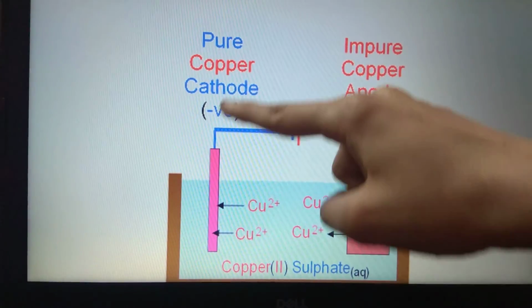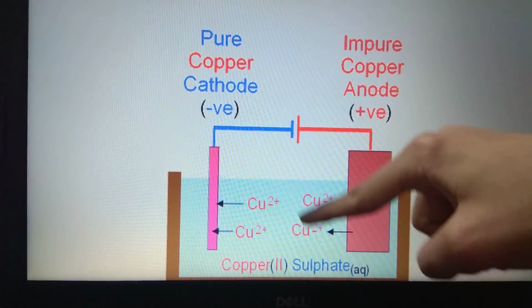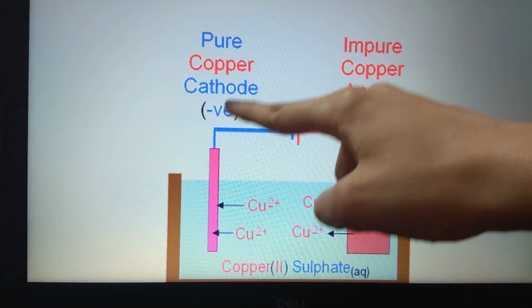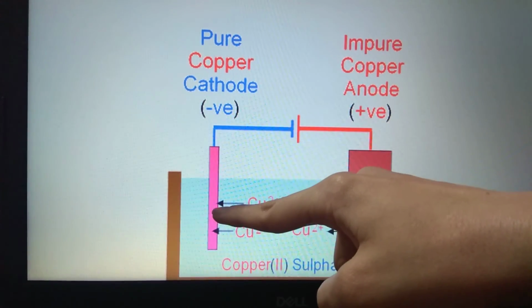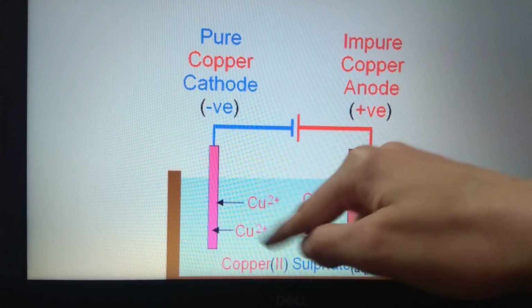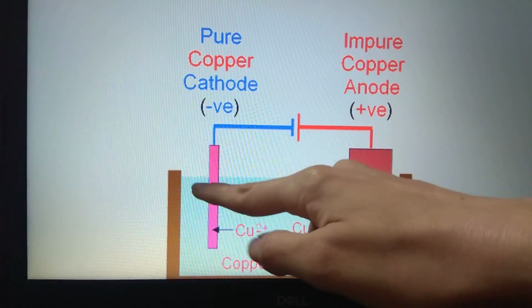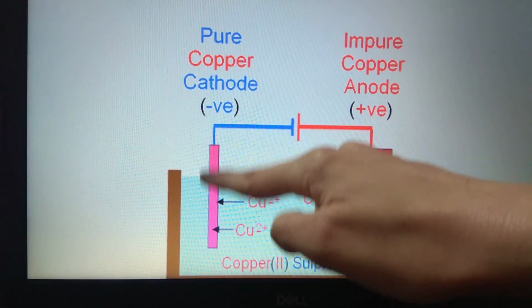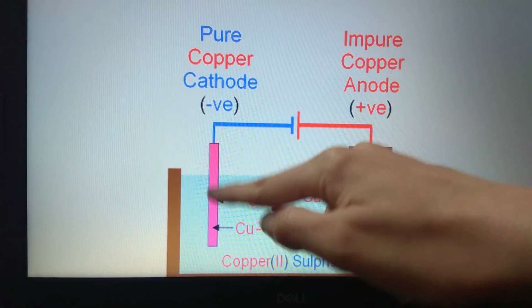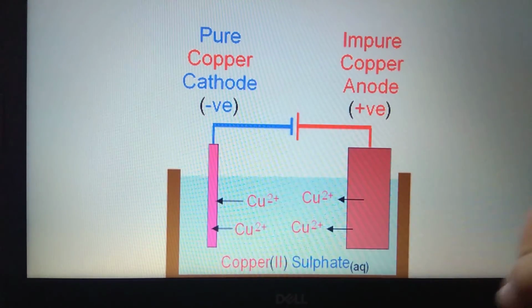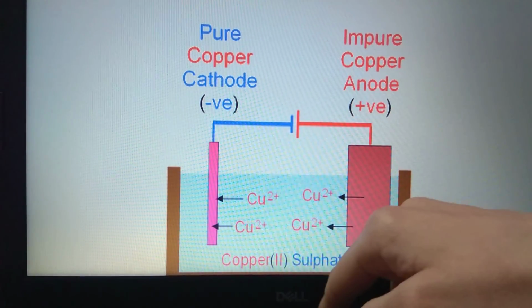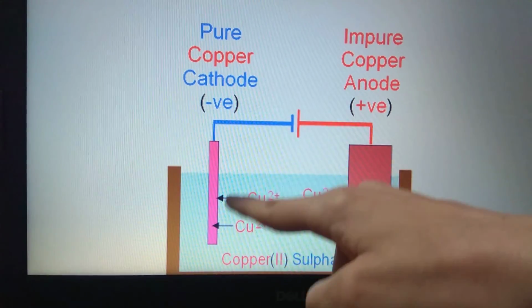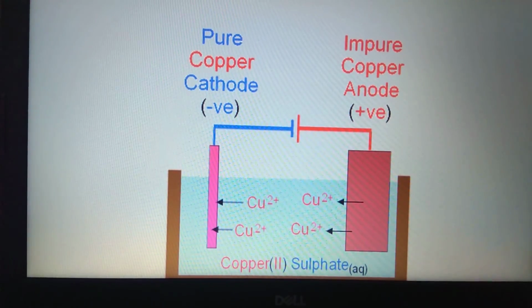Okay. The Cu2+ ions will be attracted to the negative cathode, which is a piece of pure copper. A piece of pure copper is used here, so the copper ions that are deposited on it will all give a pure copper piece. The copper(II) sulfate solution contains the Cu2+ ions that will be deposited on the negative electrode.